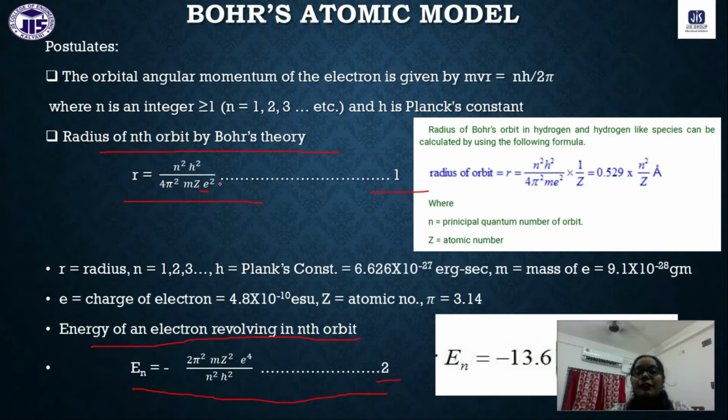Also, this type of question you may have in your exam very frequently. Derive the nth Bohr orbit, that is r equals to n square h square by 4 pi square m z e square. Or you can have this type of question: derive the energy of an electron which is revolving in the nth orbit. So that's why you have to practice the derivation, and also solve the problems based on these equations.